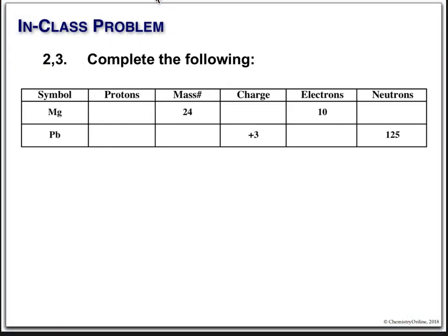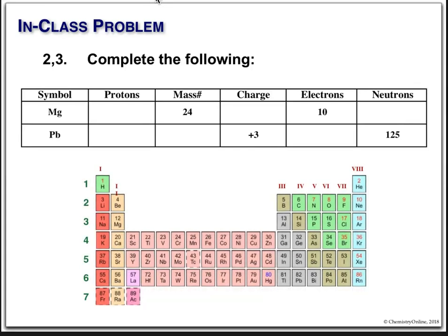Here's a table. We're looking for protons, mass number, charge, electrons, and neutrons for some elements. Start off with our first one. We need to look at our periodic table. This is magnesium. So we find magnesium. There it is, right there. Atomic number is 12. Now, we recall that the atomic number is the same as the number of protons in the nucleus. So our first entry here is simply 12. Any questions on that?